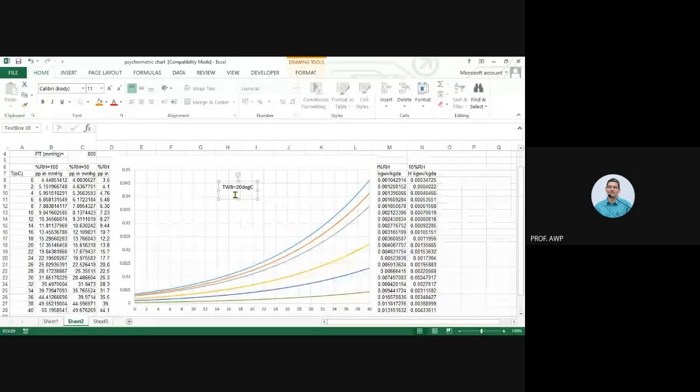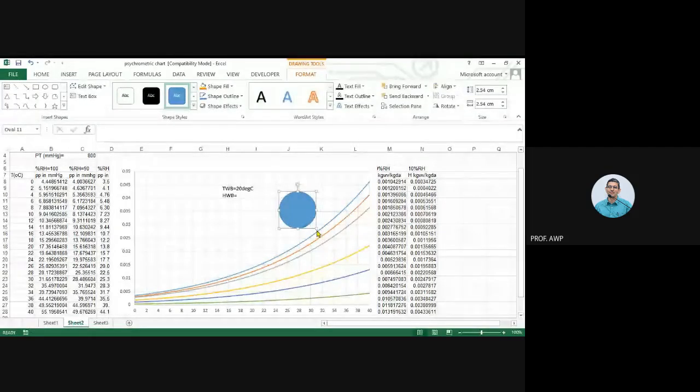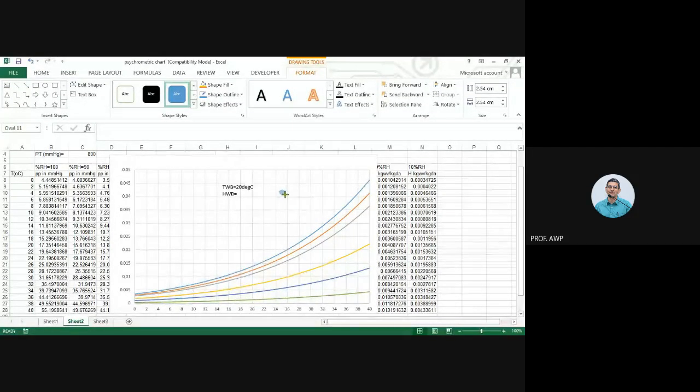Okay, now corresponding to 20 degrees centigrade, can you tell me where the point would be corresponding to the wet bulb temperature of 20 degrees centigrade and HWB, the corresponding humidity at the wet bulb? Can you tell me where that point would be?